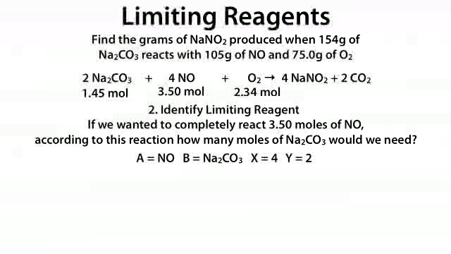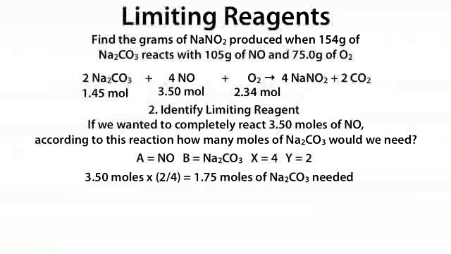In this case, we have NO. We're looking for Na2CO3. The coefficient in front of NO is 4. The coefficient in front of Na2CO3 is 2. So to find out how many moles we would need, we multiply 3.50 by 2 over 4 to give 1.75 moles of Na2CO3. And now, do we have this? The answer is no, we do not have it. We need 1.75 moles of Na2CO3, but we only have 1.45 moles of Na2CO3, so we don't have it.